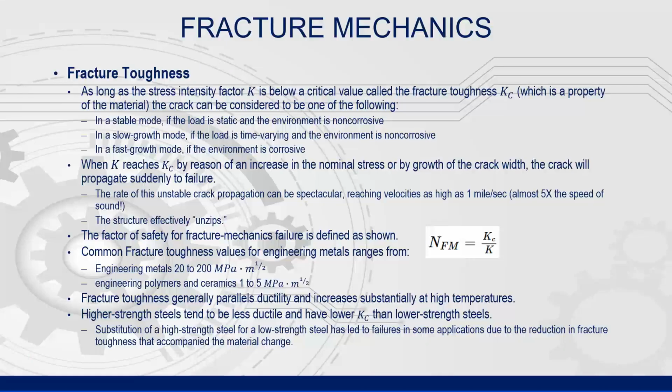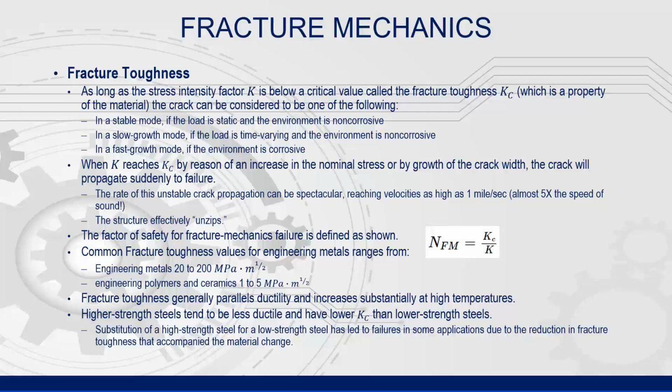As long as the stress intensity factor K is below a critical value called the fracture toughness, K sub C, which is a property of the material, the crack can be considered to be in one of the following modes. Stable mode, if the load is static and the environment is non-corrosive. Slow growth mode, if the load is time varying and the environment is non-corrosive. Fast growth mode, if the environment is corrosive.